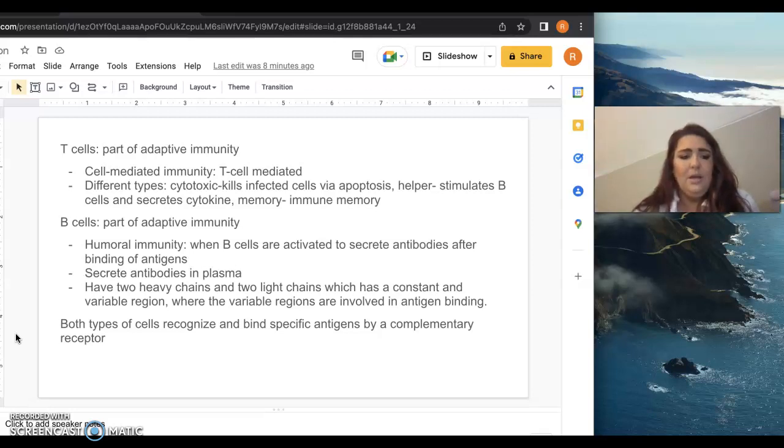And then the B cells, also a part of adaptive immunity, but they're mainly part of humoral immunity, and this is when B cells are activated to secrete antibodies after binding to antigens, and they secrete these antibodies in the plasma. They consist of 2 heavy chains and 2 light chains, which have a constant and a variable region, and the variable regions are the ones that are involved in antigen binding. So this is what binds to whatever microbe is present in the body. They help bind to that so that they can eliminate it. And both of these cells recognize and bind specific antigens by a complementary receptor.